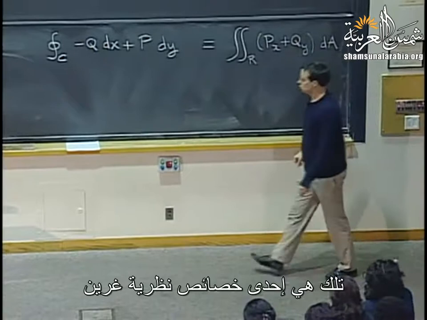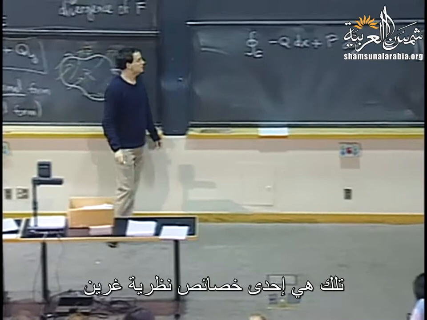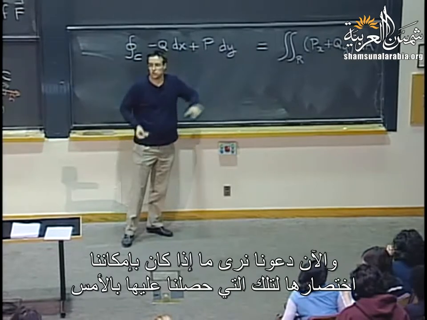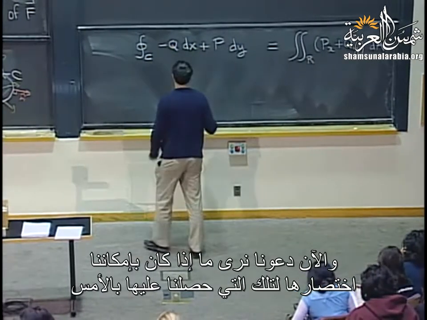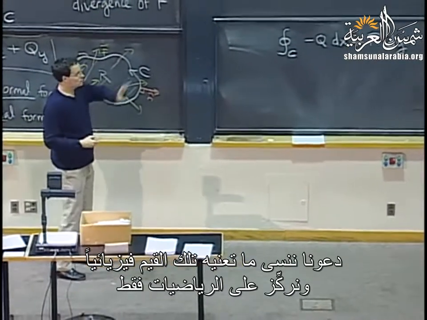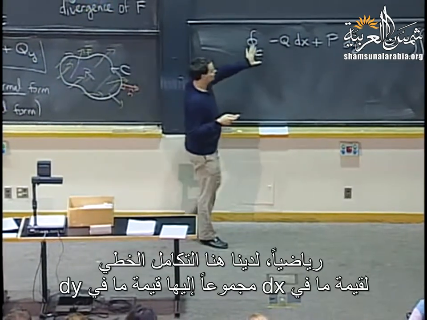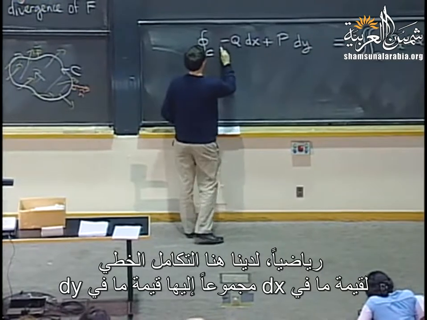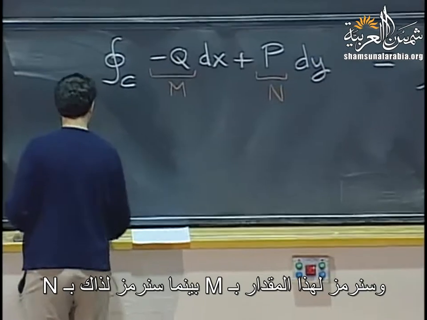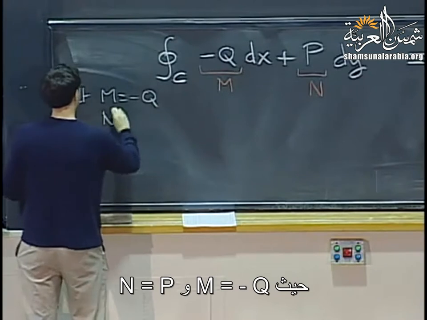So this is really one of the features of Green's theorem. No matter which form it's in, it relates a line integral to a double integral. So let's just try to see if we can reduce it to the one we had yesterday. Let me forget what these things mean physically and just focus on the math. On the math, it's a line integral of something dx plus something dy. So let's call this guy m, and let's call this guy n. So let m equals negative q, and n equals p.